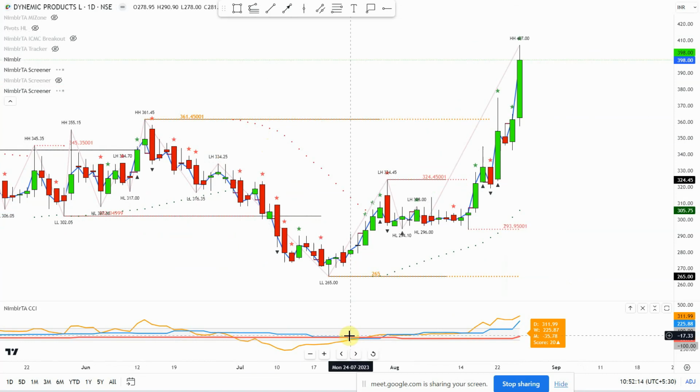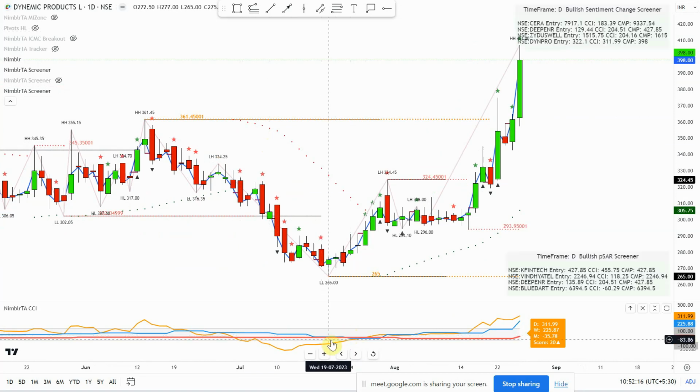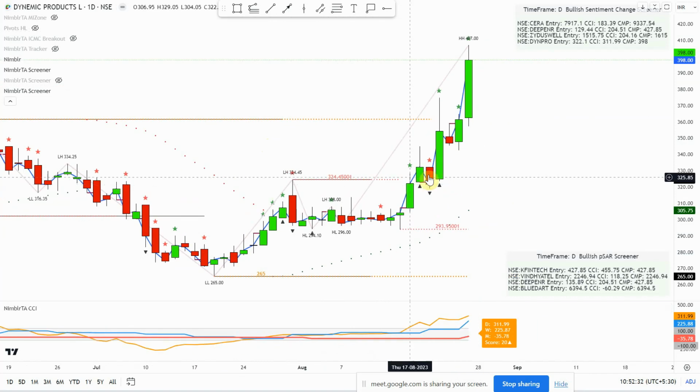Over here, if we see, this is the point when it was -100, and this is the point it has crossed above +100. So approximately from this point till this point, at this moment of time, you will start getting it that it has changed the sentiments, right?